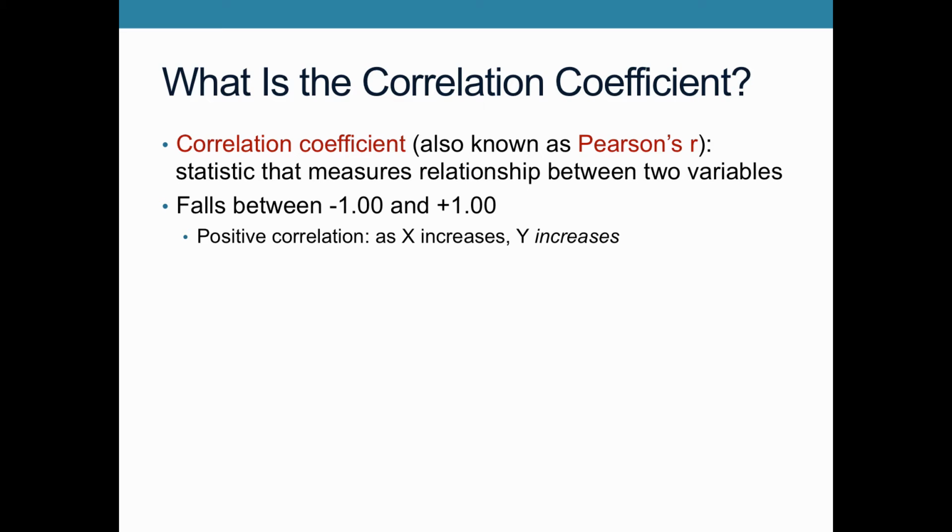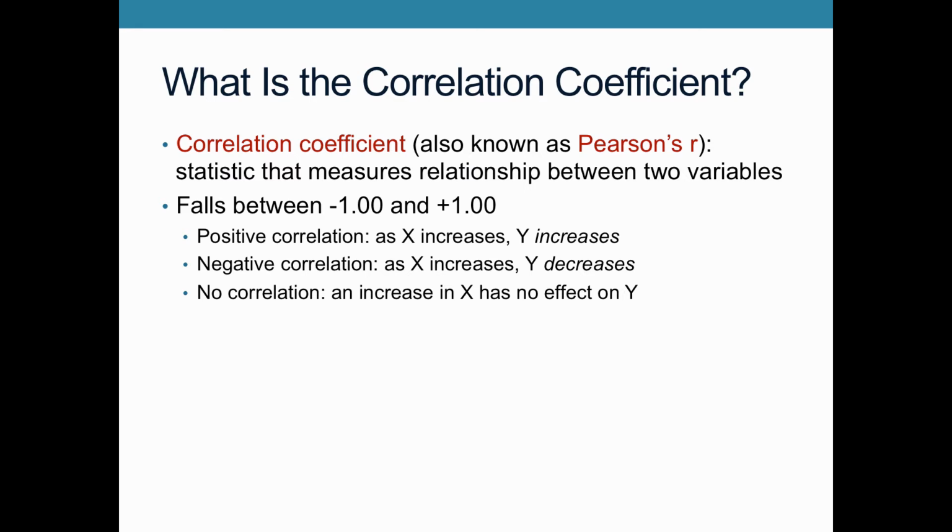Well, if it is positive, more than 0, that means there's a positive correlation. In other words, as x increases, y will also increase. If the number is less than 0, somewhere in the negative range, there is a negative correlation, meaning that as x increases, y will decrease. And if you find a correlation coefficient of 0, it means that there is no correlation whatsoever: if you have an increase in x, it's not going to have any effect on y.